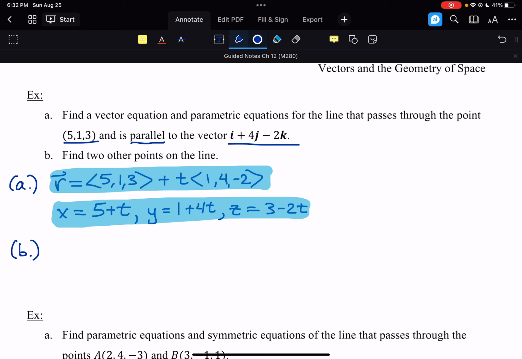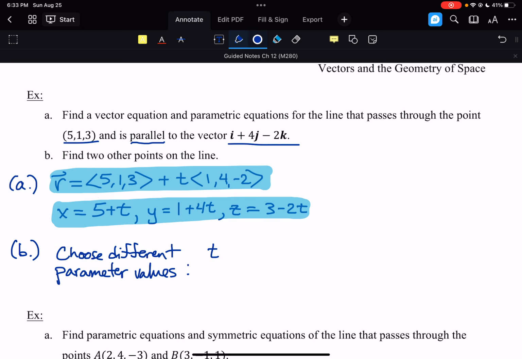So all we need to do to find other points is to start changing up the value of the parameter. So if the parameter is 0 and we plug that in, that gives us 5, 1, 3, which is our starting point, right? So that corresponds to the value of t equals 0. If we let t be anything else, we will get new points out of this. So choose different parameter values. And it does not specify what values, it just says two other points. There are infinitely many other points on this line.